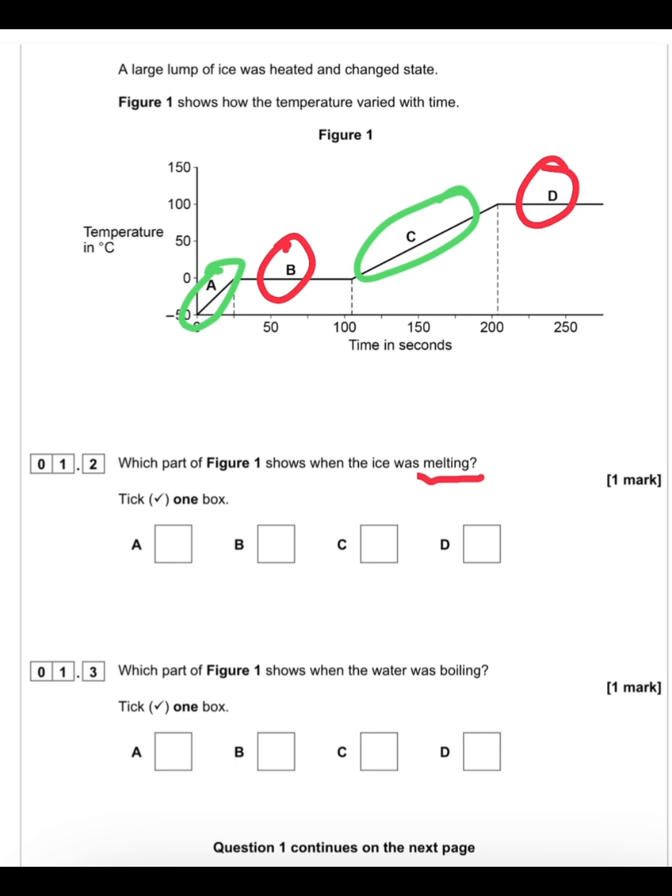And I'm looking at the next question, which is asking me where it's boiling. So I know it's a horizontal section. It's changing state and boiling happens at 100. So we're matching up here and ticking the box D.